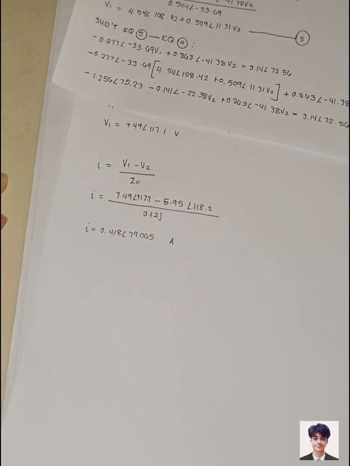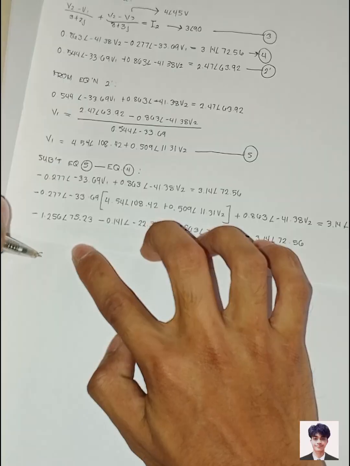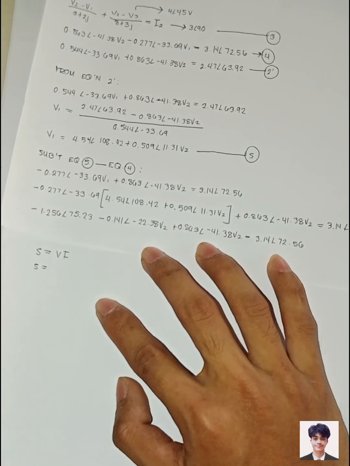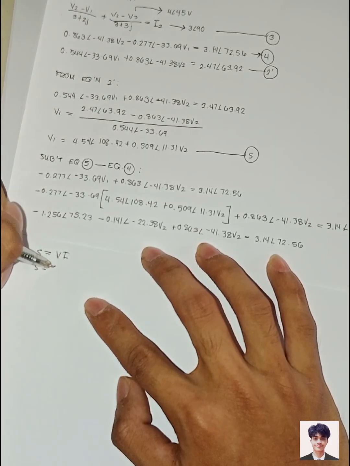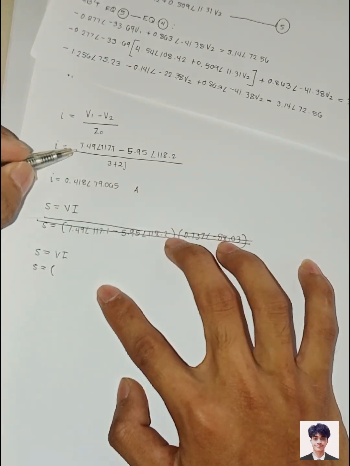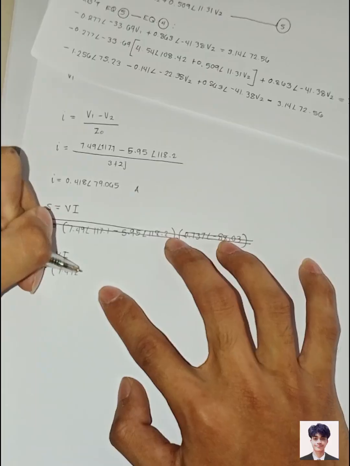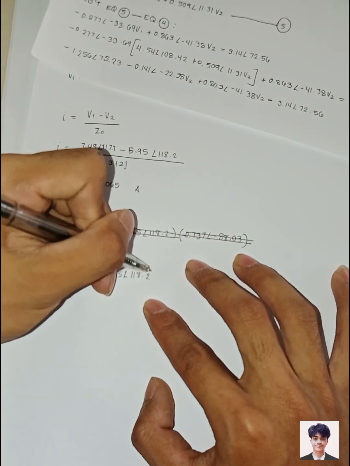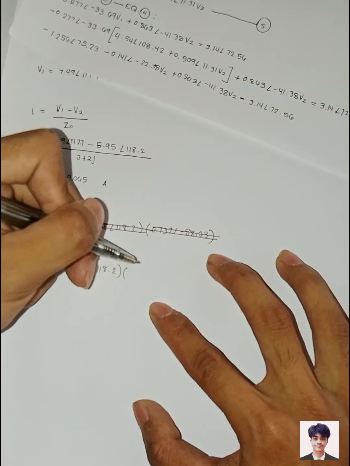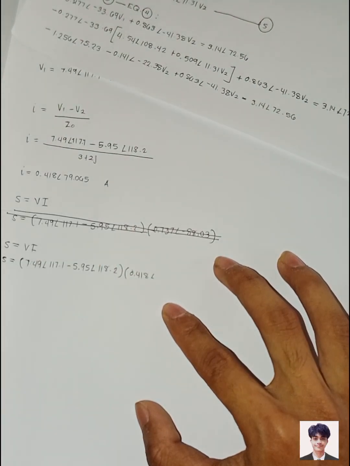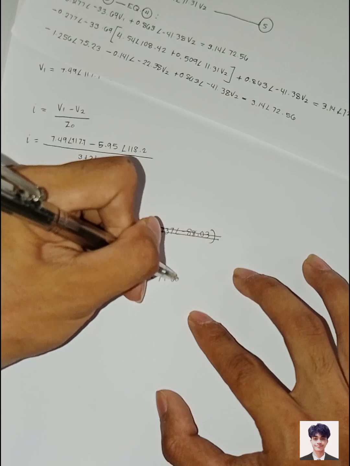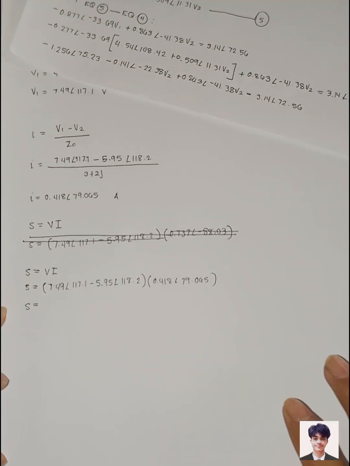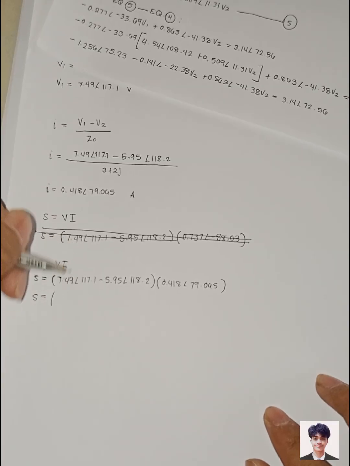Then I'm just going to write the equation S equals VI, where apparent power is measured in volt-amperes. Our volts here is 7.49 angle of 117.1 minus 5.95 angle of 118.2, multiplied by I, 0.418 angle of 79.065. I forgot to write: we are going to multiply the magnitudes and add the angles.